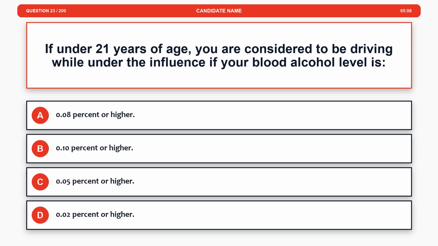Question 23. If under 21 years of age, you are considered to be driving while under the influence if your blood alcohol level is: Option A. 0.08% or higher. Option B. 0.1% or higher. Option C. 0.05% or higher. Option D. 0.02% or higher.